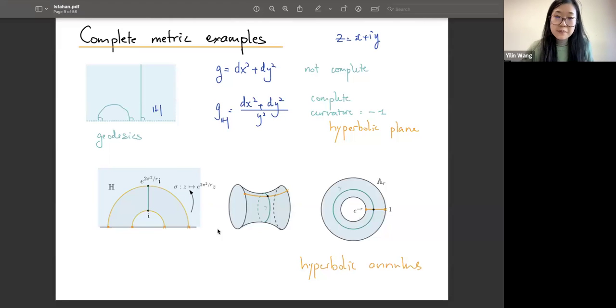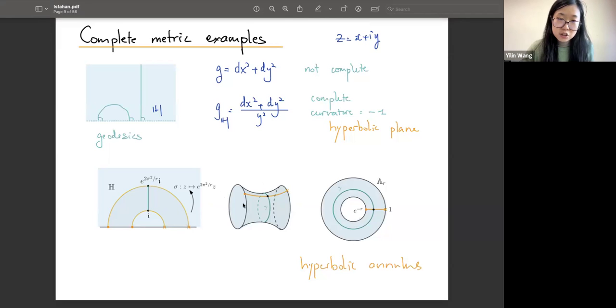Let's look at another one. So this is the hyperbolic annulus. If you look at the hyperbolic plane, quotiented out by the scaling map, it's z maps to z times some positive number, exponential of 2 pi squared over r. And this map is going to identify this yellow geodesic, with this part being a fundamental domain of this action.